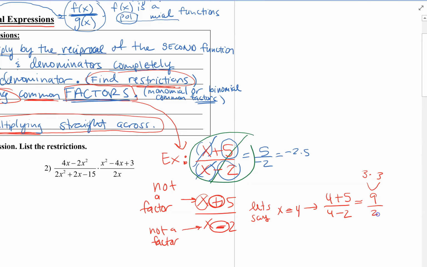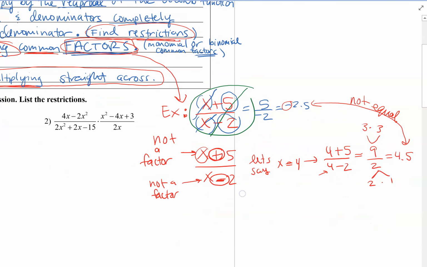4 minus 2 is 2. Once again, the factors of 2 do not include 4. 4 is not a factor of 4 minus 2. x is not a factor of x minus 2. And when I do 9 divided by 2, first of all, it's not negative, and it isn't 2.5. This is 4.5. These two things are not equal. They are not the same. Canceling an x from the top and bottom when it's being added or subtracted to something else is wrong. Don't do it. You can only cancel common factors.